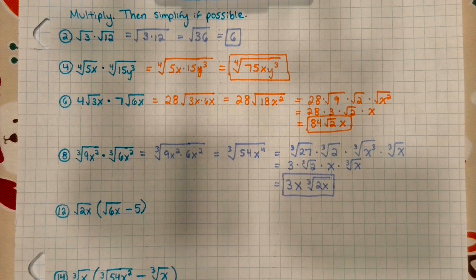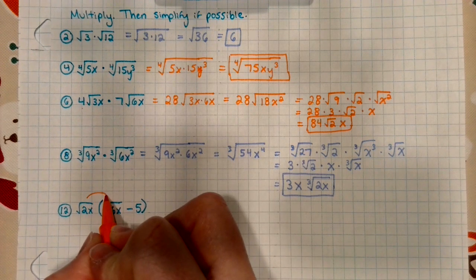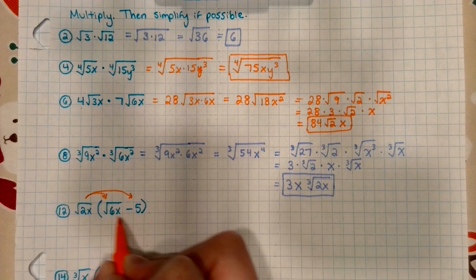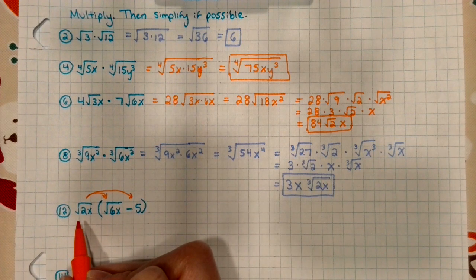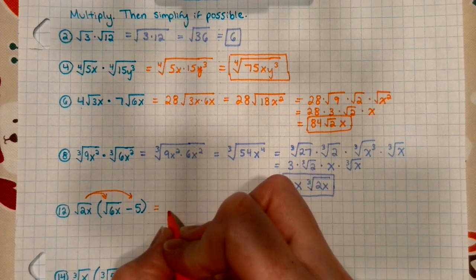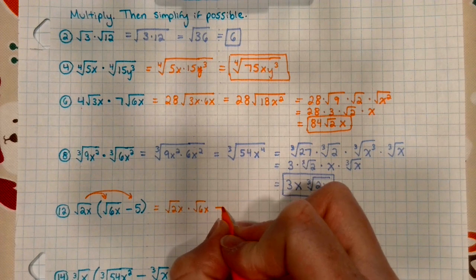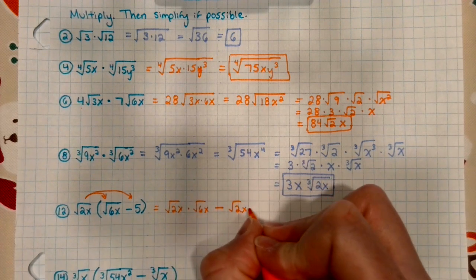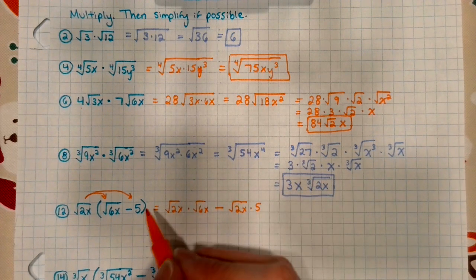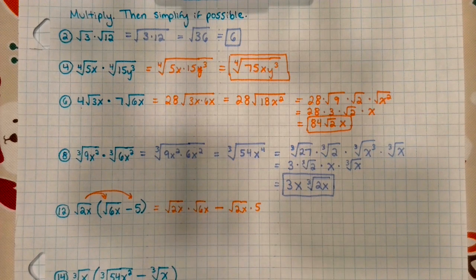Number 12 now is a little bit different from the previous problems. We're going to actually use the distributive property on this question. So we have the square root of 2x times the quantity of the square root of 6x minus 5. We're still going to be using our product rule in this question. It just looks a little bit different because, again, we have this whole quantity that we're multiplying by the square root of 2x. So this is going to be equal to the square root of 2x times the square root of 6x minus the square root of 2x times 5. All we did here was distribute that square root of 2x to each term inside the parentheses.